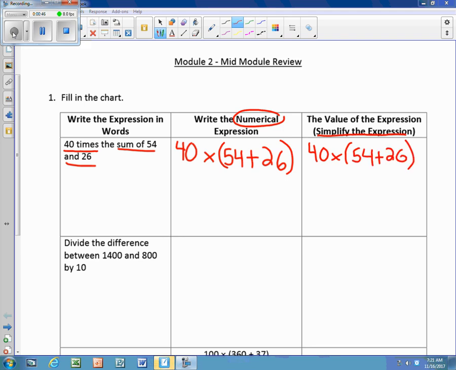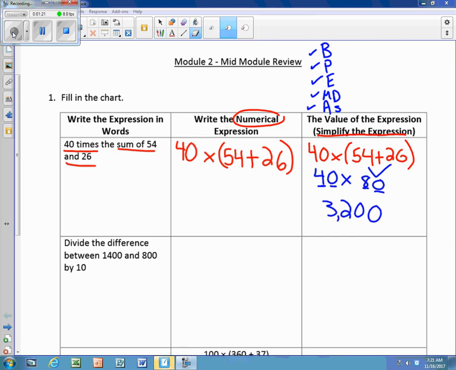In order of operations, we have what we know as B PEMDAS, and we have our brackets, parentheses, exponents, multiplying and dividing, then adding and subtracting. In this case, we have parentheses, so we need to do that first. When we do that first, we end up right here with 80, and we have to rewrite everything else. And now we use our zero trick, so we ignore our zeros, and we multiply 4 times 8, which is 32, and we put our 2 zeros back in. And we get 3,200.